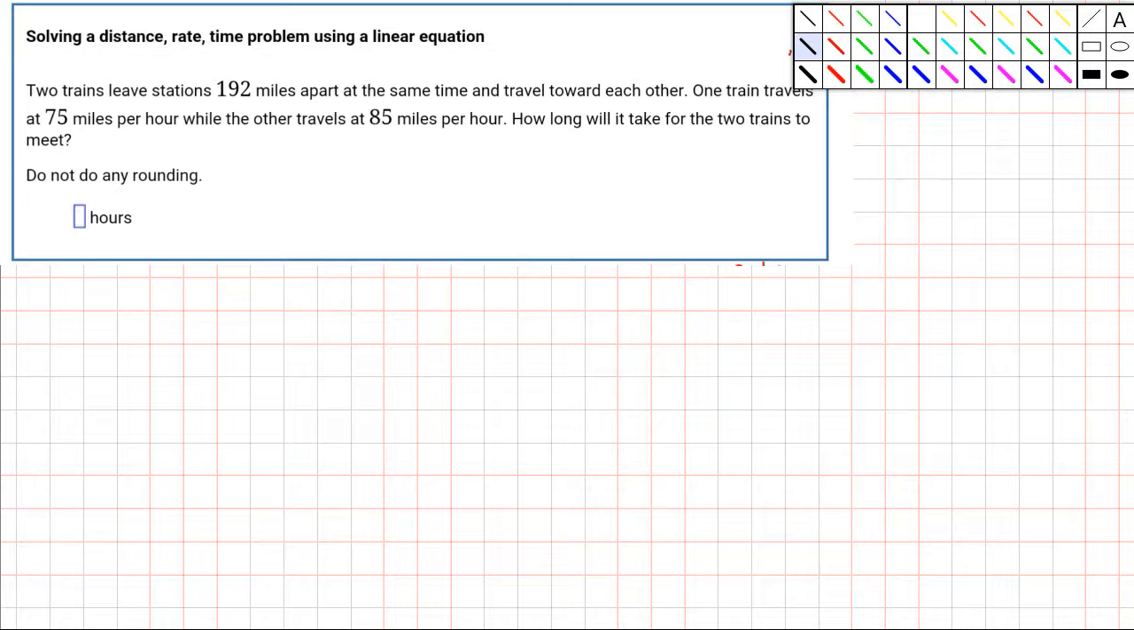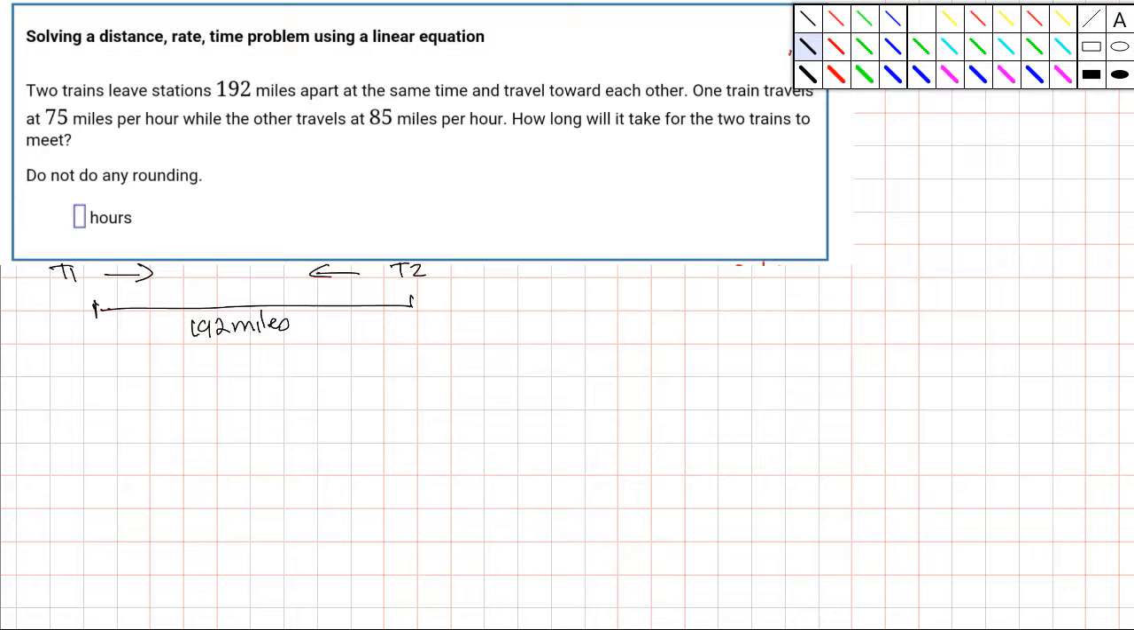Alrighty, so in this problem, we have two trains that leave stations that are 192 miles apart. So we have two trains, right? And the distance that they are apart is 192 miles. We have train 1 here, train 2 here. It says that they are traveling towards each other, so that's the direction the trains are traveling. And then we also have information about how fast the trains are traveling.